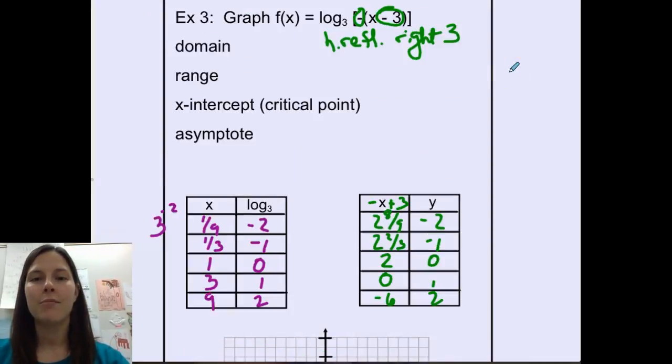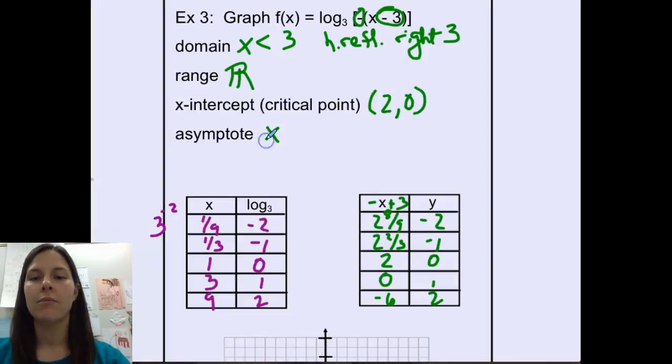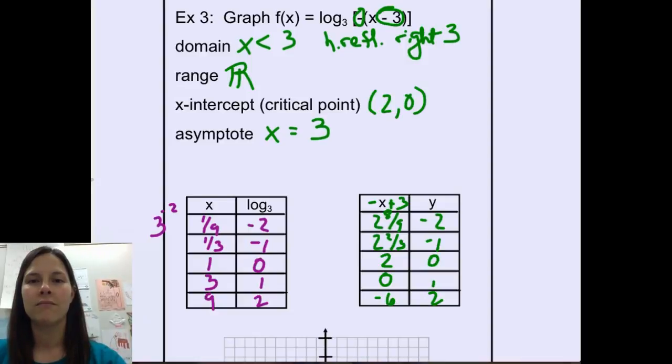Domain, this time, because of that horizontal reflection, we have x is less than 3, that horizontal shift that we identified. Range is always all real numbers. We found our x-intercept in our t-chart as well, where the y value is 0. And the asymptote comes from the shift as well, the horizontal shift. Vertical shifts do not change an asymptote for a log function, just horizontal shifts.